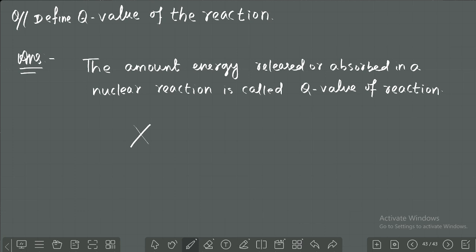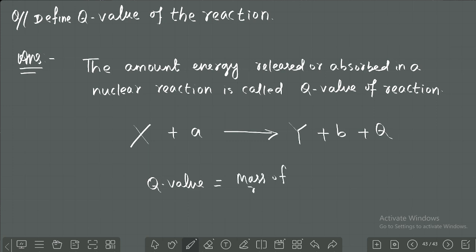Now suppose one reaction is like this, X plus A gives rise to Y plus B plus a certain amount of energy Q released. Now this Q value I can write as the energy released: mass of reactants minus mass of products, into C square.